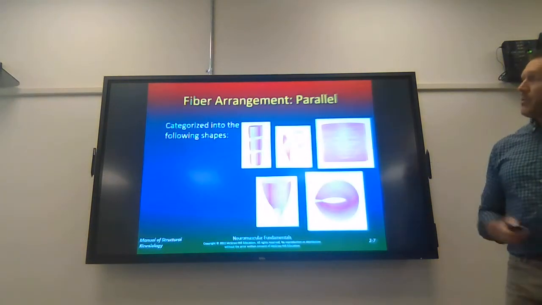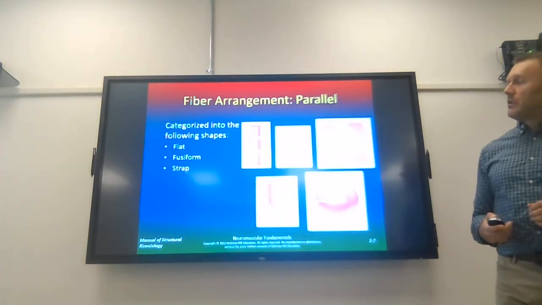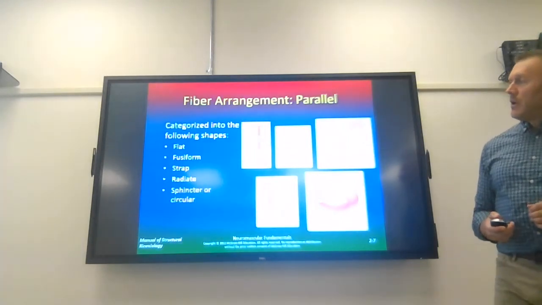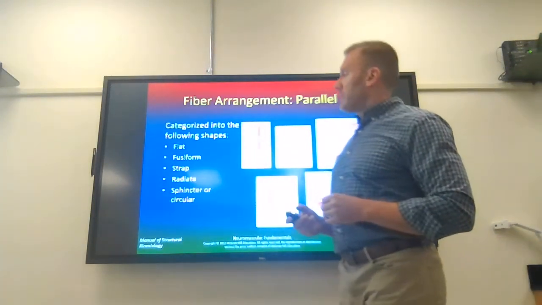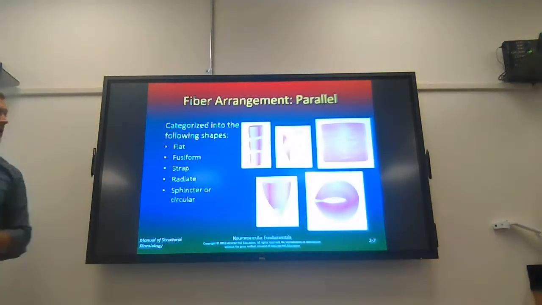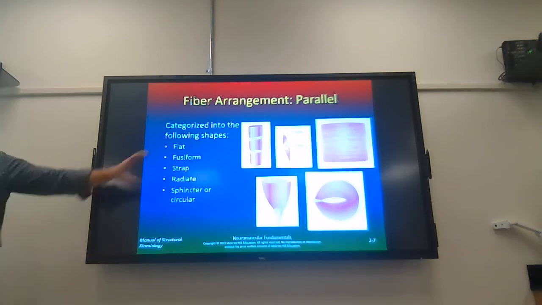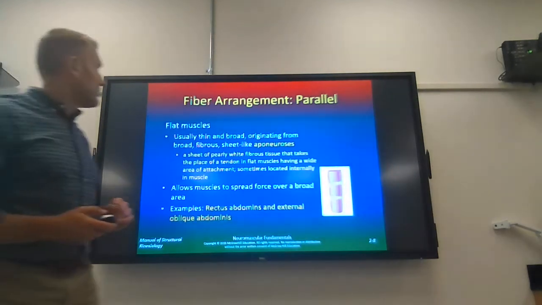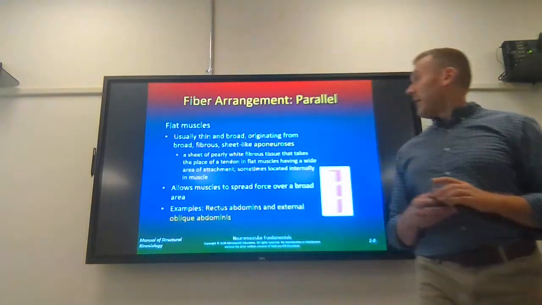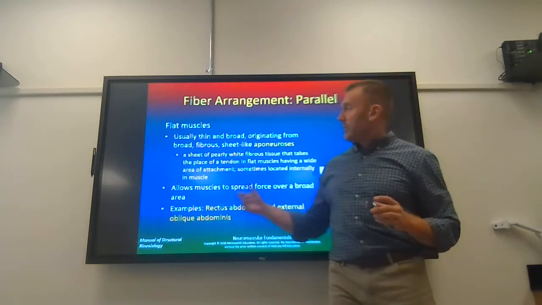Okay, so examples of parallel muscles. Let's take a look here. A few different examples: flat, fusiform, strap, radiate, sphincter, or circular. So all those different classifications. Let's go over some examples of each. These are all examples of parallel muscles. A good example of a flat parallel muscle would be the rectus abdominis and external oblique abdominis.